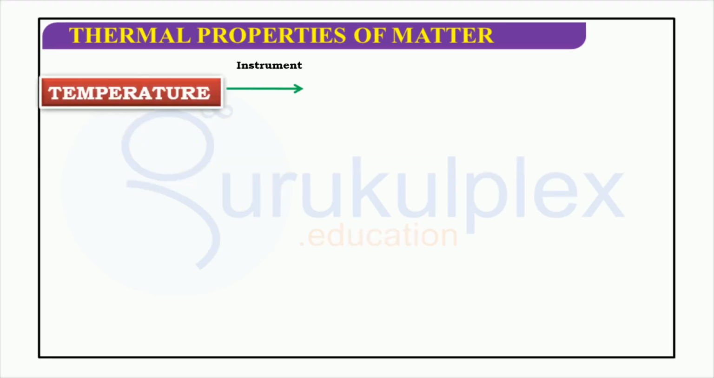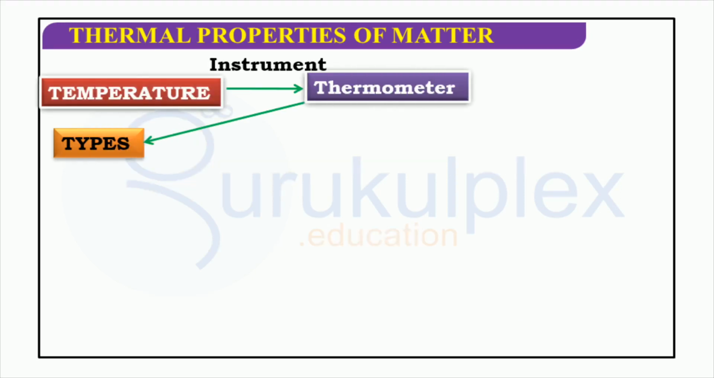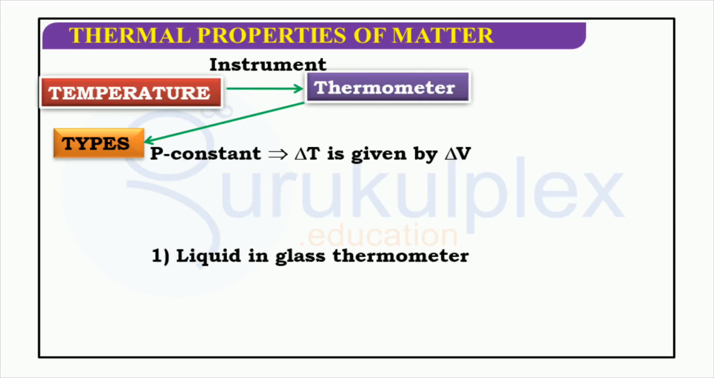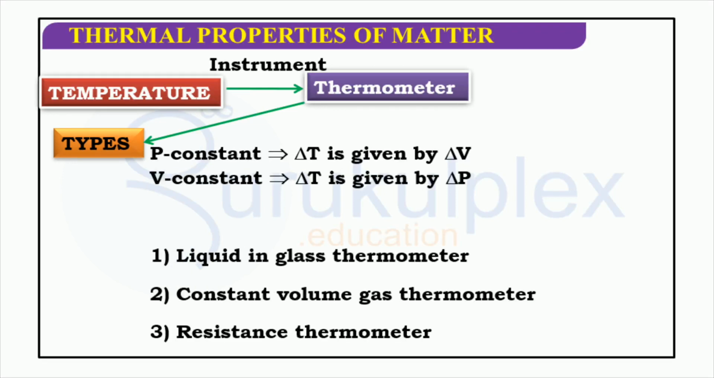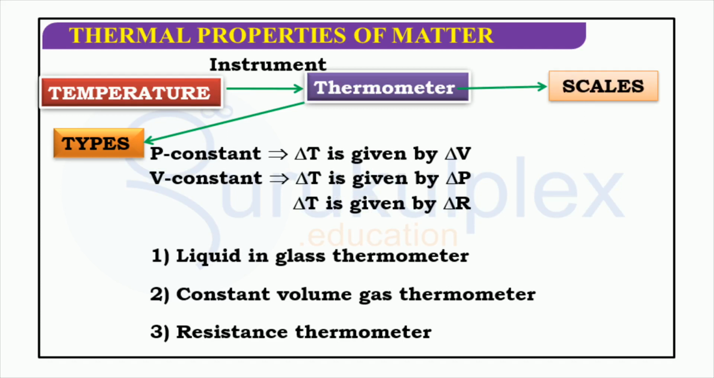Thermal properties of matter are being discussed in this slide. Temperature is measured by thermometers with various kinds such as liquid in glass thermometers, constant volume gas thermometers, and resistance thermometers. Temperature is measured using 3 scales: the Celsius scale, the Fahrenheit scale, and the Kelvin scale.